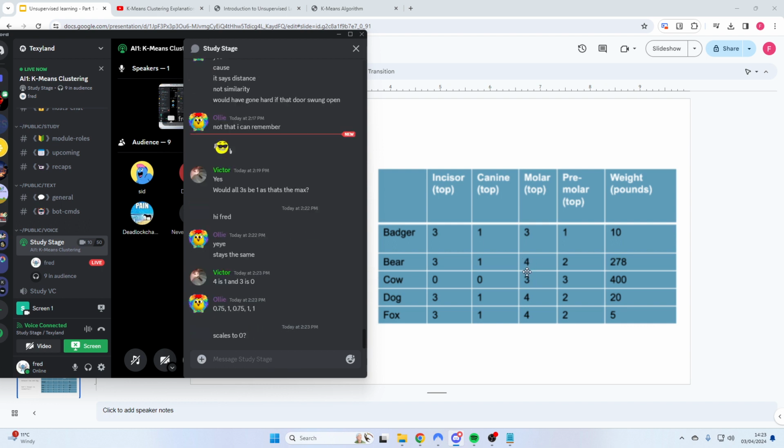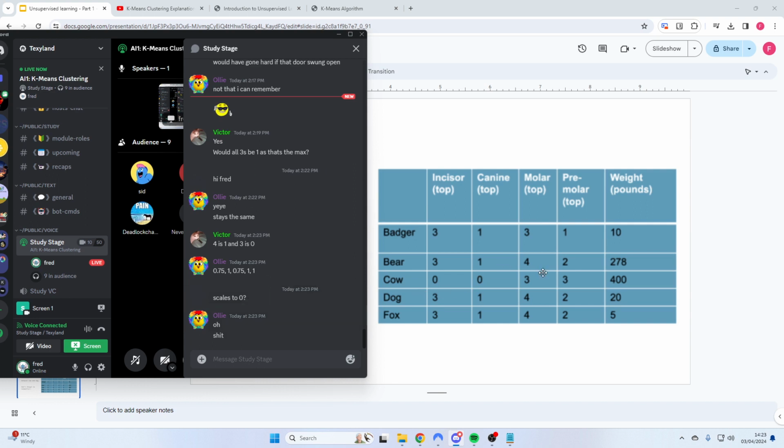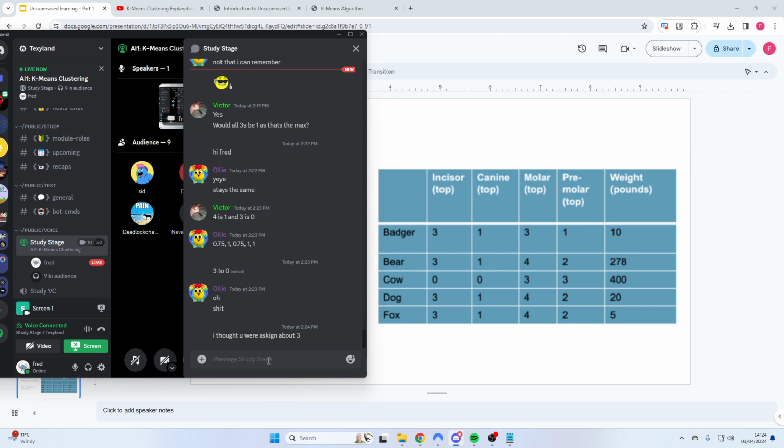Four is 1. Yeah, so we need to remember the minimum here is now 3. So these turn into 0, and 4 turns into 1. Yep, so that's right, Victor. I don't know what you mean, Ash. Well, the 3 scale to 0 because they're the minimum. We have no in-between values still, so it's still 0, 1, 0, 1, 1. Oh yeah, 3 is, yeah.